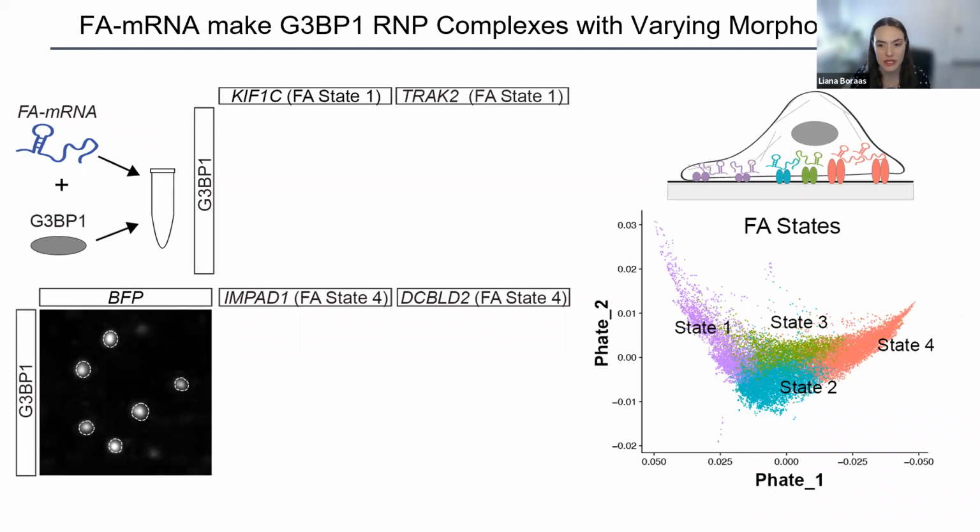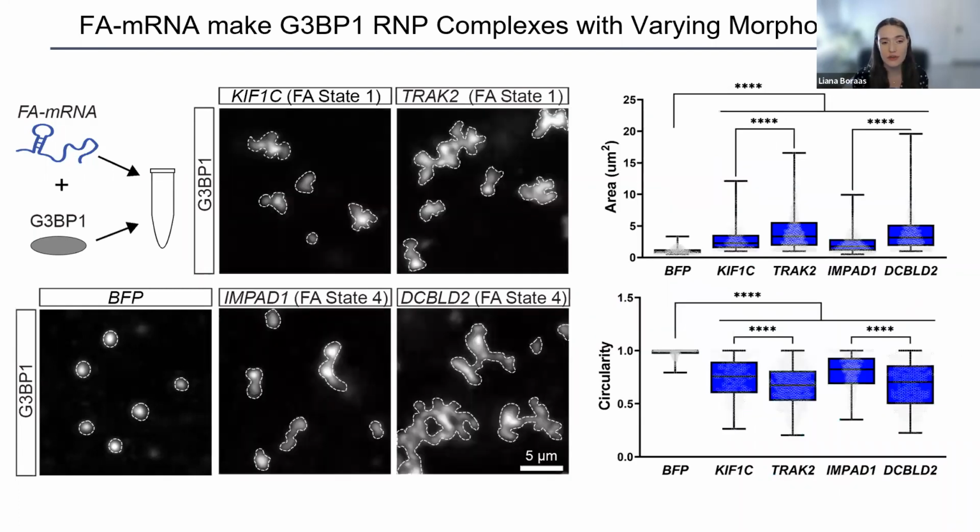And we had a few findings with this. So first, all of our focal adhesion mRNA complexes were primarily non-spherical, and there were also differences within that. It seemed that one RNA in both states was more elongated and branched. So for example, I have the area and circularity quantified here. TRAK2 and CBLD2 were both much more branched, non-spherical, and much larger compared to KIF1C and IMPAD, which were both present in the same cluster, as you can see here.